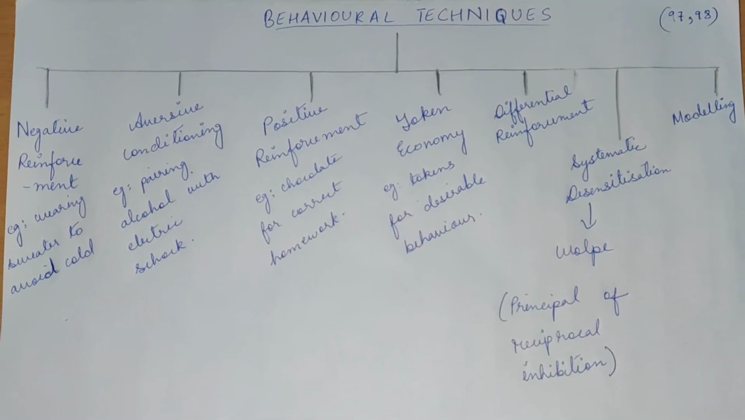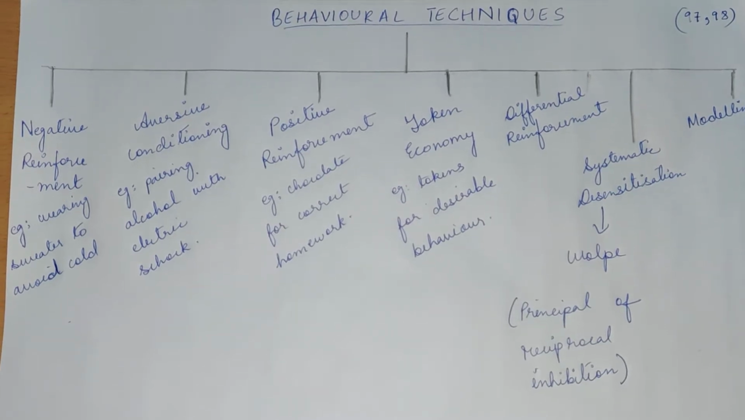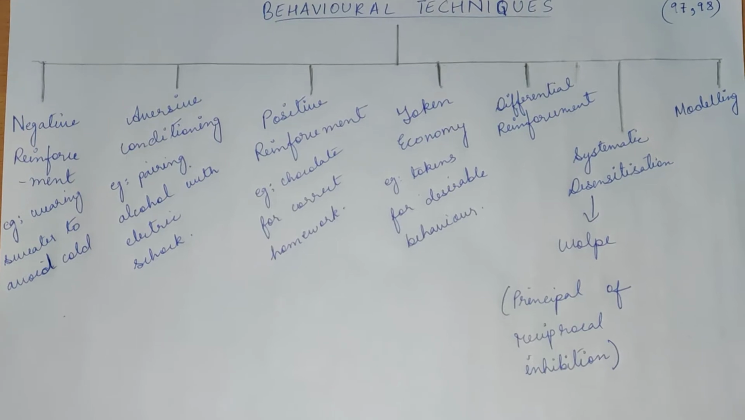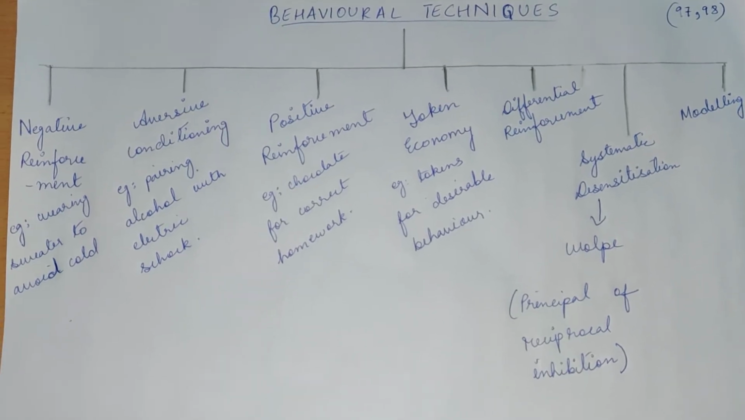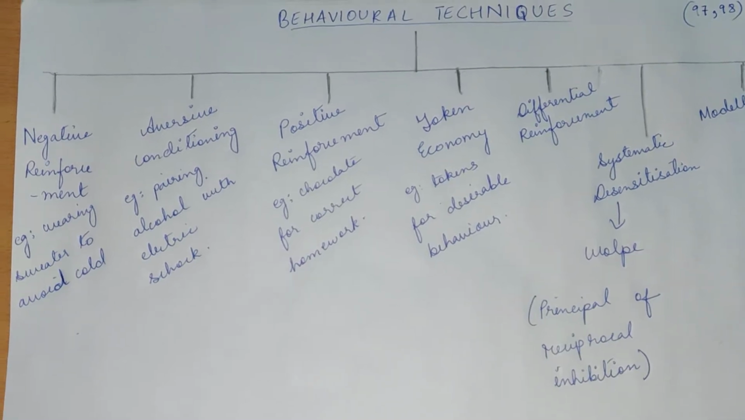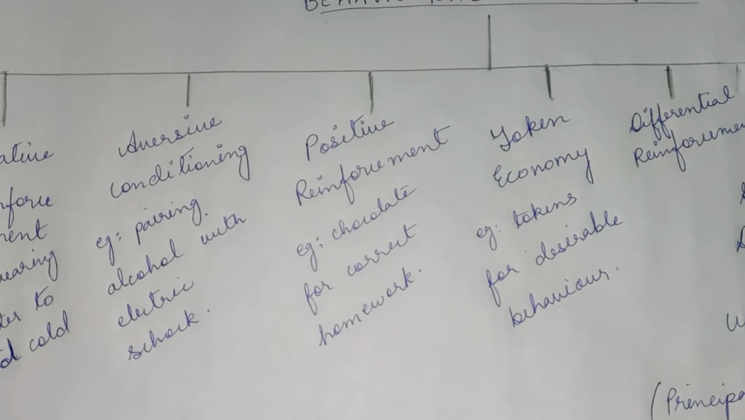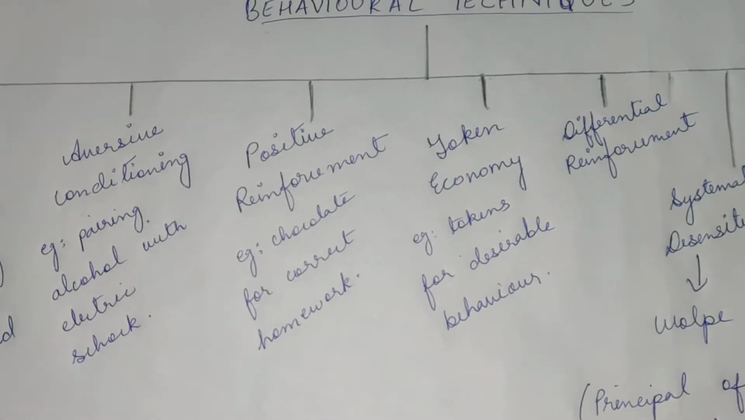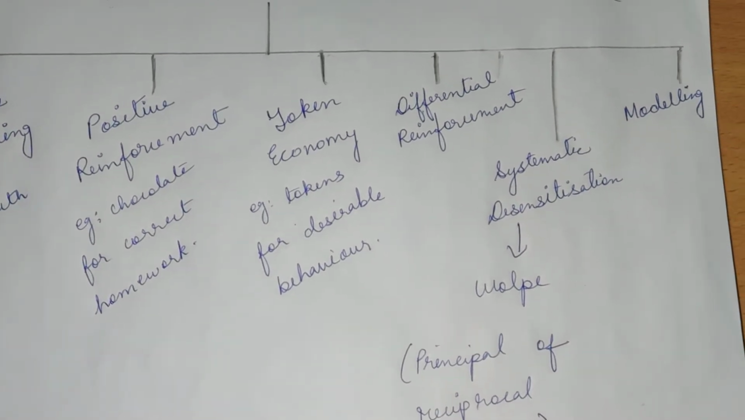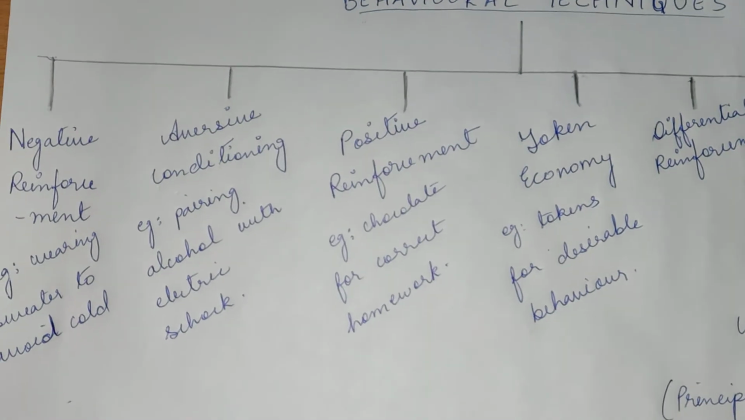When I was teaching you all behavior therapy, I had mentioned that there are various techniques or methods within behavior therapy that you can use. This is on page number 97 and 98. The various behavioral techniques that can be used are negative reinforcement, aversive conditioning, positive reinforcement, token economy, differential reinforcement, systematic desensitization, and modeling. Today we'll be doing the first 4 techniques.